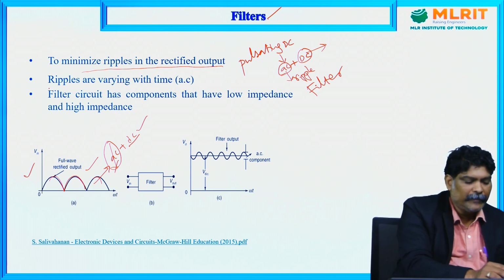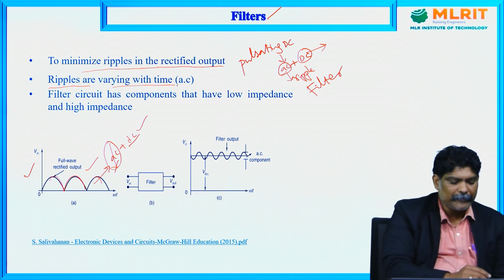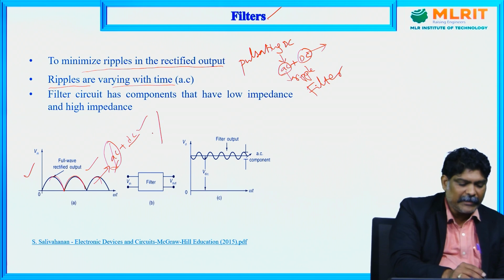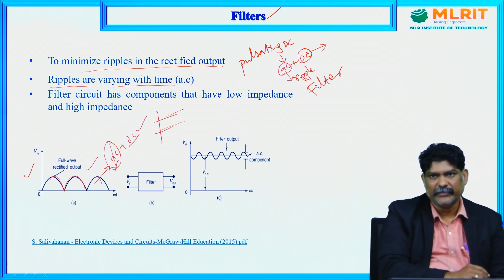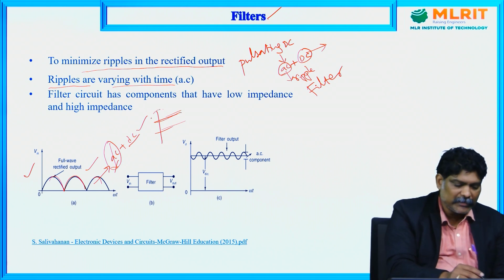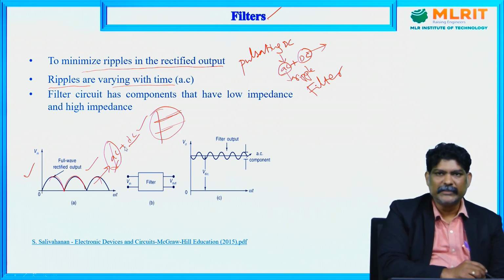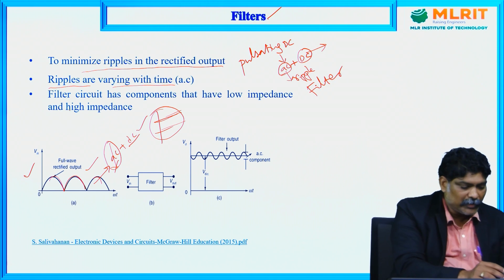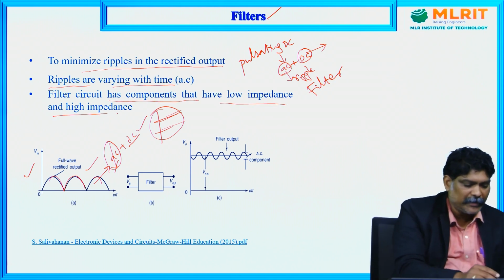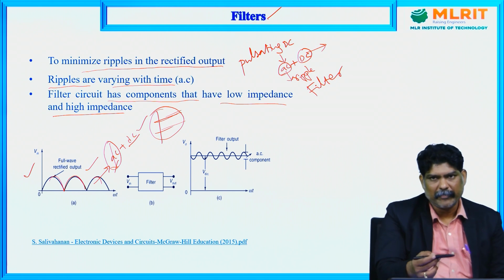Ripples vary with time, that is the AC component, whereas DC is constant with respect to time. It does not change with time, so it is a constant voltage. This type of pure DC we require. Therefore, a filter circuit has components that have low impedance and high impedance, like inductors and capacitors.